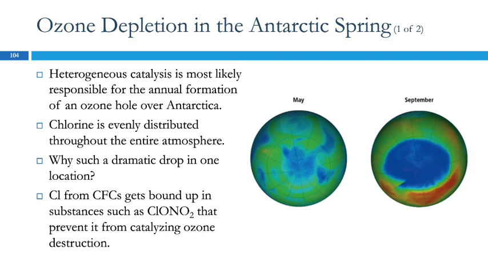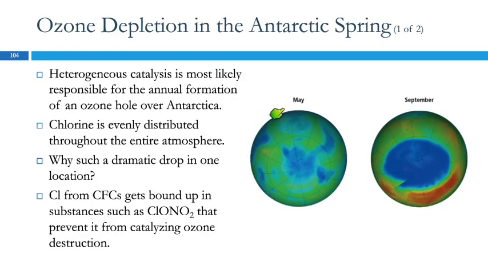So we hear a lot about ozone depletion and the ozone hole, right? And we're all concerned about our environment and greenhouse gases and carbon footprint and all of this stuff. It's actually a lot more complicated than the news media and politicians would have you believe. So heterogeneous catalysis, actually, is most likely responsible for the formation of an annual hole in the ozone over Antarctica.